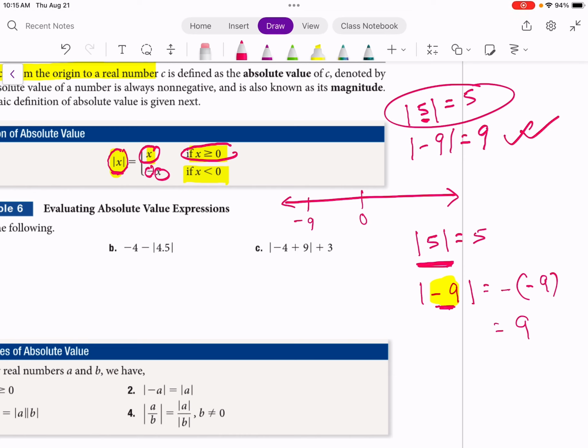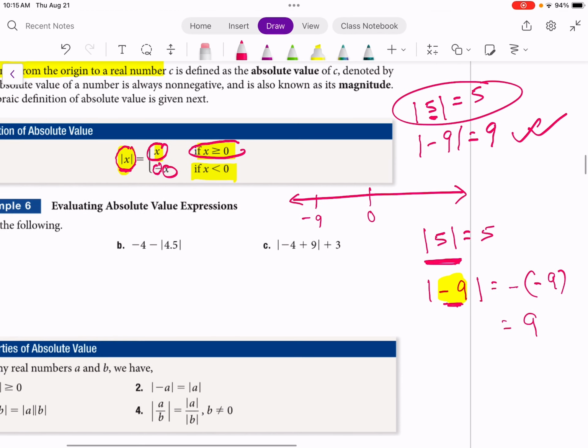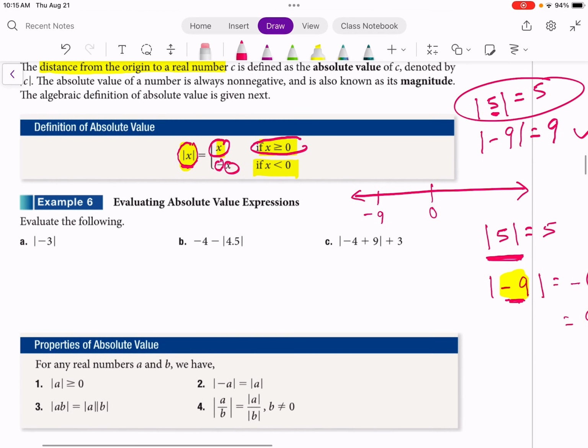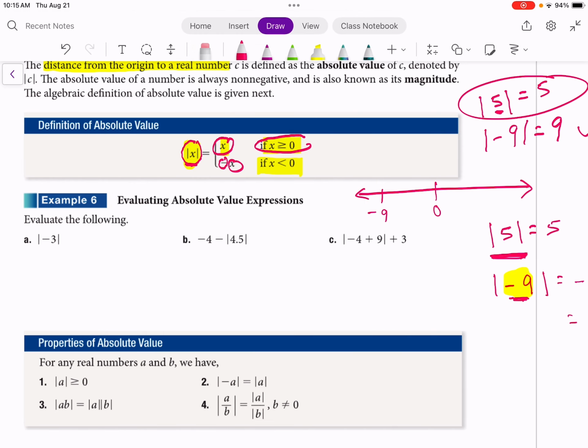The absolute value is the distance, and we measure distance with a positive number, so it always has to be a positive number. Okay, so we have examples here. It should be very simple for you all. So what is the absolute value of negative 3? It is positive 3, right?